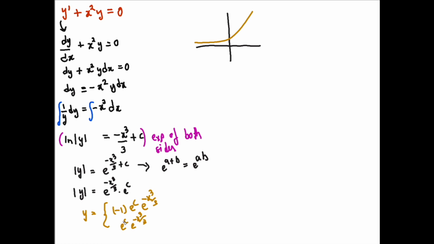So we can incorporate the e to the c and the sign change into one number d, and we can call that d e to the minus x³ over 3. So d could be a negative number, and the absolute value function would still work. It could be a positive number, and the absolute value function would still work. Okay, so this is our answer.